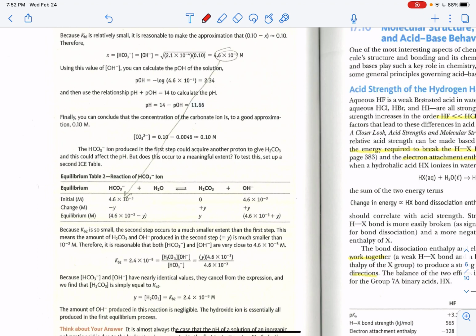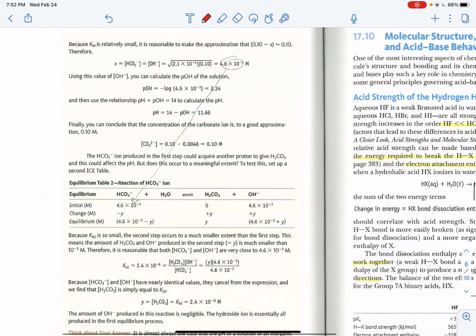Now, in this case, it looks like they're going to go ahead and ignore it. It's close, it's very, very close, but they're going to ignore it in this case. And now they're going to say, what's going to happen if we were to go ahead and lose the second proton? Well, when we lose the second proton, here's our equation again for losing the second proton. We're starting off with this from the loss of the first proton.